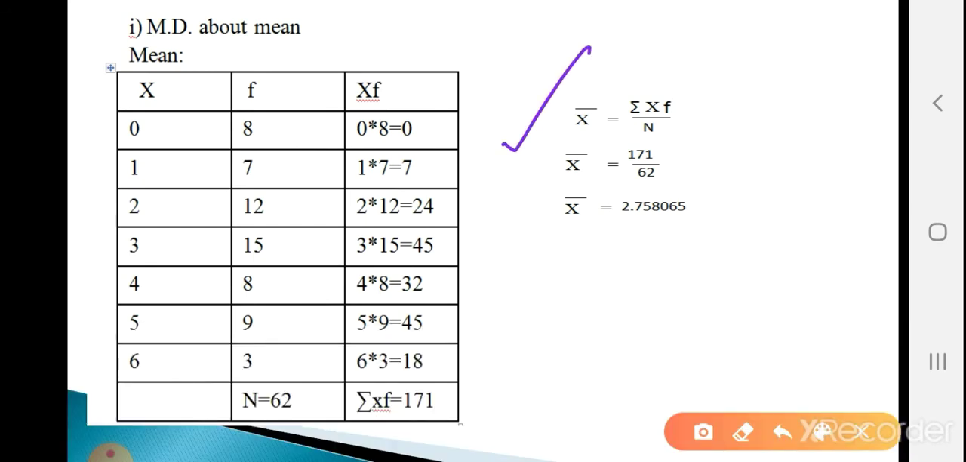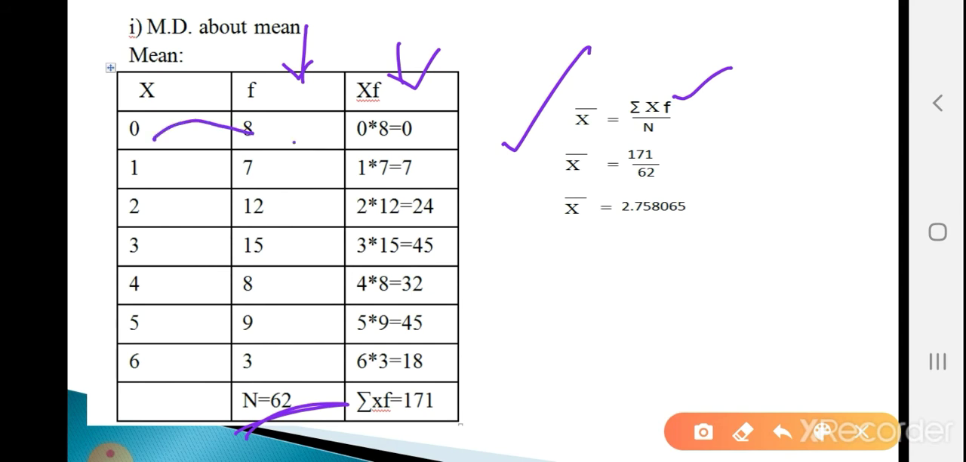So how to calculate the mean for grouped data? The formula is summation x into f divided by capital N. Here capital N is total frequency, that is sum of column of f. So here the total frequency is 62. Now here we need the summation of x into f. So first make the column x into f. How to make the column x into f? Just multiply the x value to the corresponding values of f.